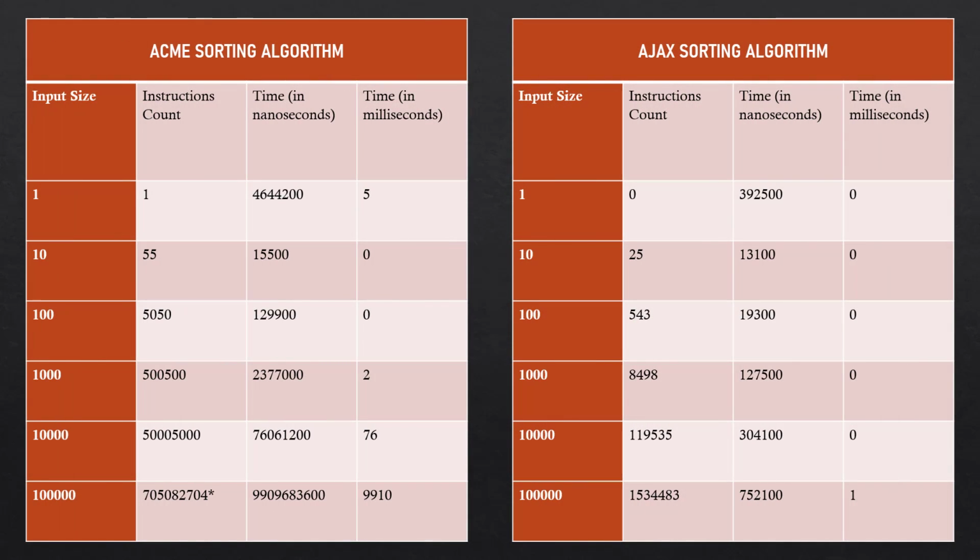To find the computational complexity of each, starting with Acme Corporation's sorting algorithm, we put it into a graph. We then compared this to similar complexities, such as big O of n to the power of 2 and big O of n times log 2 of n.